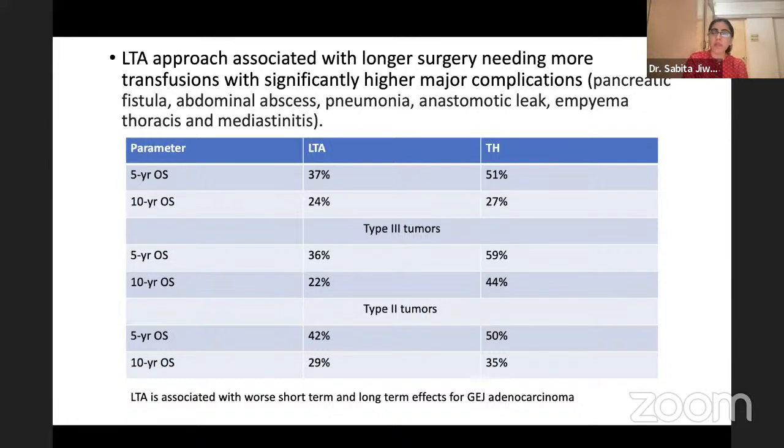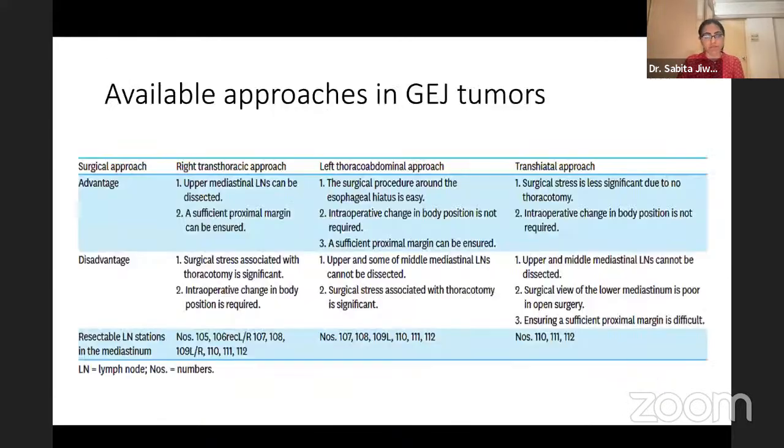But we have to remember that this trial was done more than 10 years ago, when they were accruing patients, and they were doing splenectomy as a part of D2 for all patients, which is not commonly done now. They were also doing a total gastrectomy. So whether we can use these results to guide our surgeries now is highly debatable. But all across, when you looked at the overall 5-year survival in type 3 tumors and type 2 tumors, the left thoraco-abdominal approach fared worse, and the transhiatal approach actually did better.